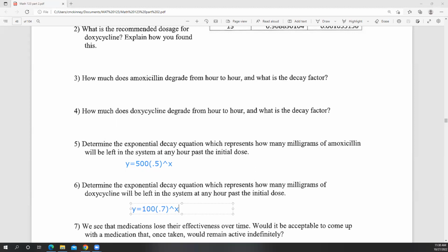What do you think? Would it be acceptable to come up with a medication that, once you take it, remains active indefinitely? I think it must be a vaccine. But a vaccine even doesn't. Although some vaccines last longer. Like we don't get measles vaccinations over and over when you're an adult. You get 3 shots, and then after that they say you never need another one. There's even a booster for that. I think it's like every 10 years.